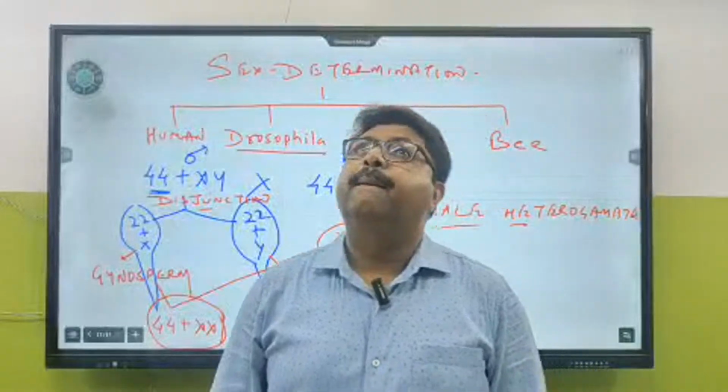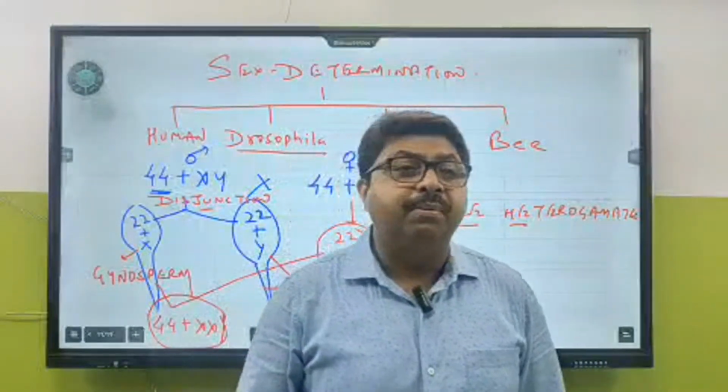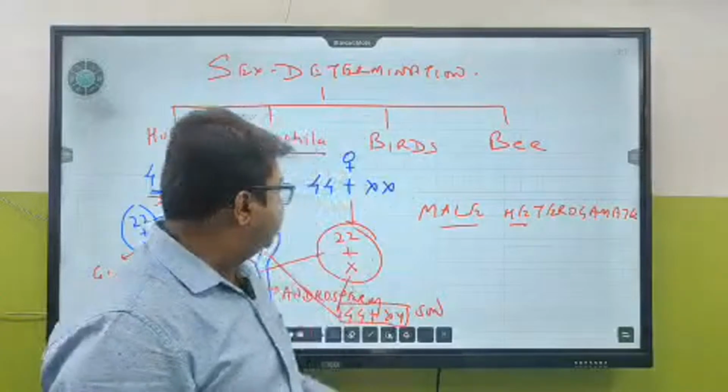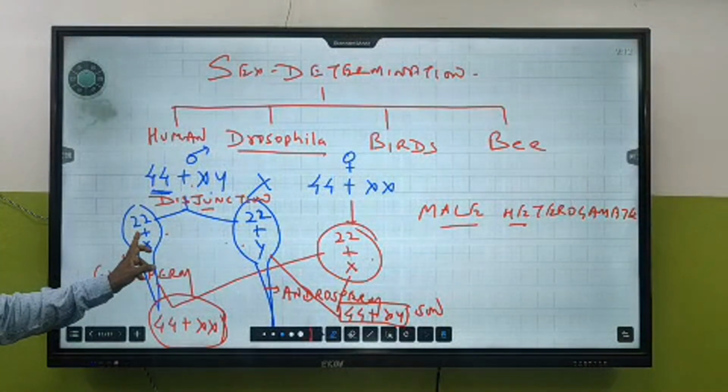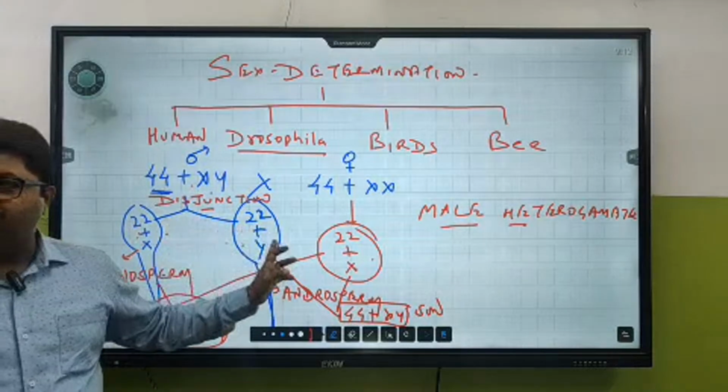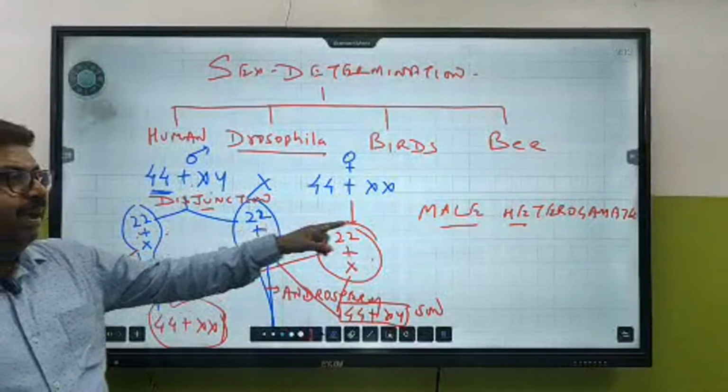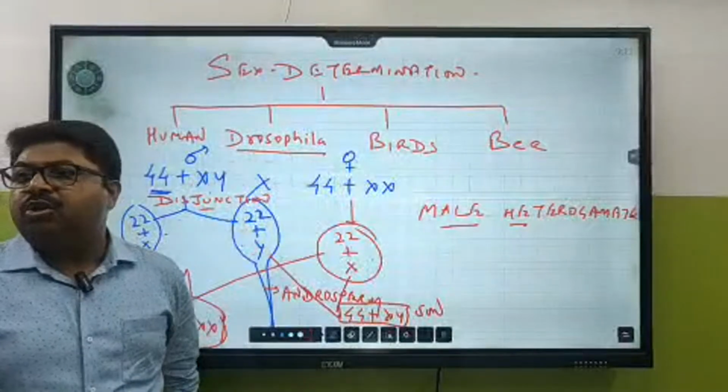Why is the human called heterogamete? Because they have two different types of gamete. See, the male has two types of gamete, right? One sperm has the X chromosome, and the other sperm contains the Y chromosome. Clear? So male heterogamety is shown by humans.